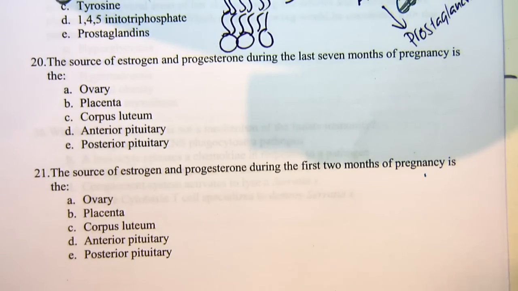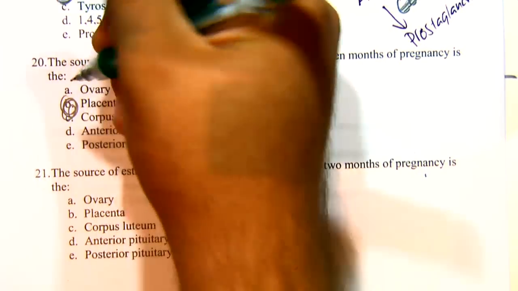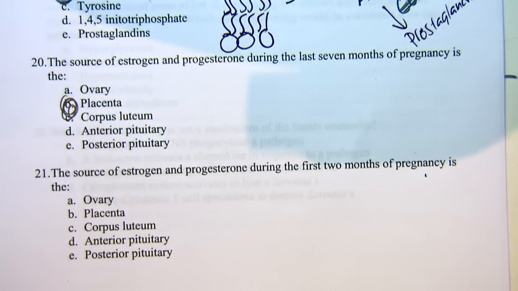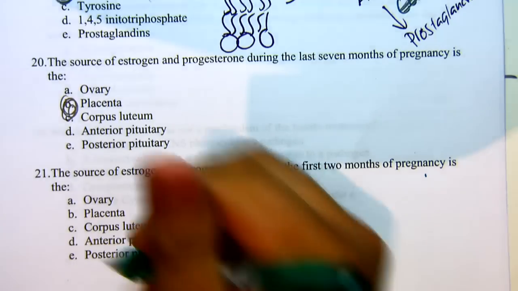The answer for this one was going to be B, placenta. And the reason being is because for the first 2 months when you don't really have the placenta, that one is going to be the corpus luteum.